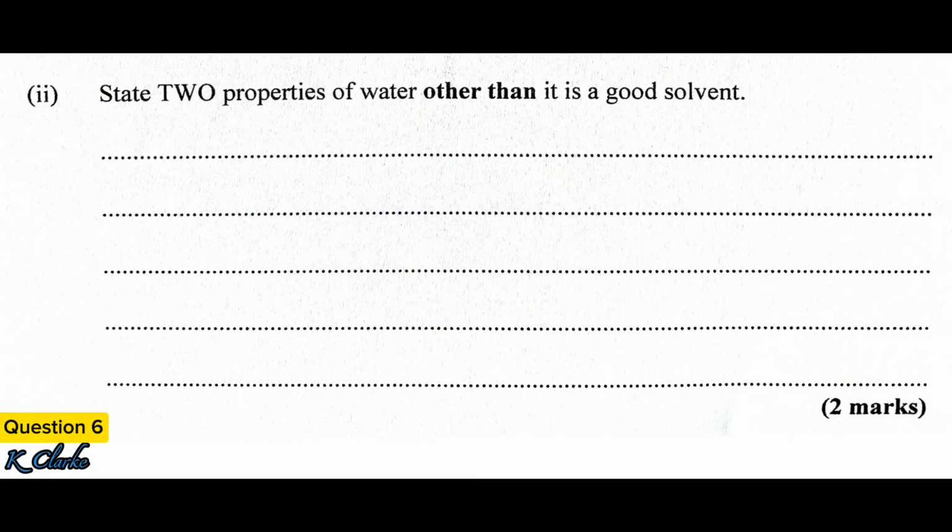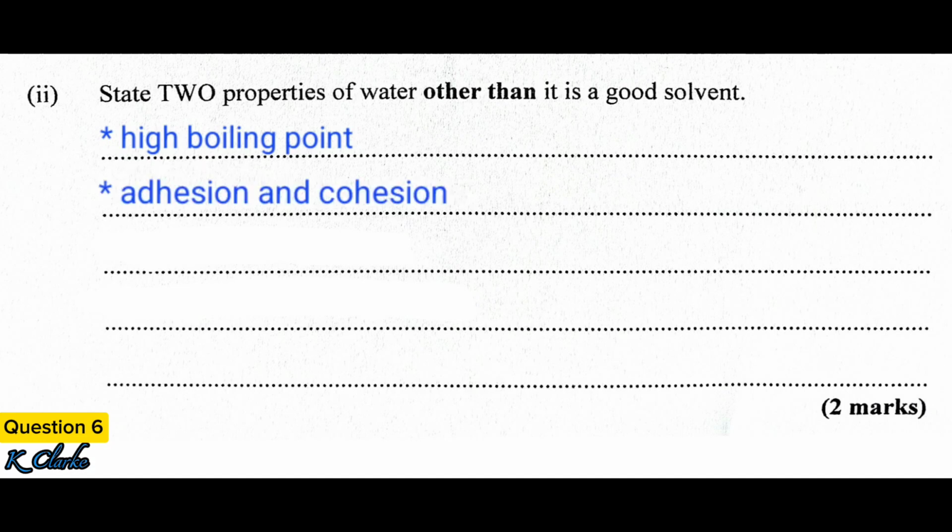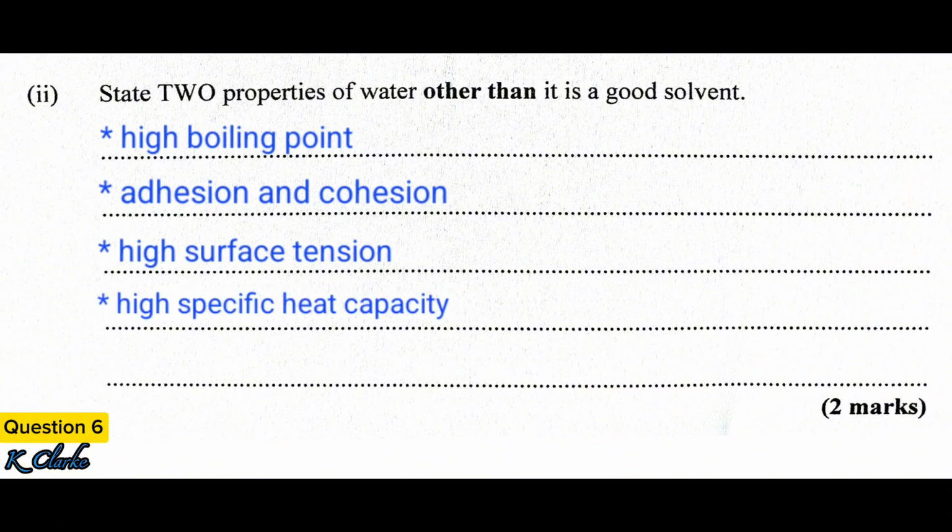Part 2. State 2 properties of water other than it is a good solvent. Other properties include high boiling point, adhesion and cohesion, high surface tension, high specific heat capacity.